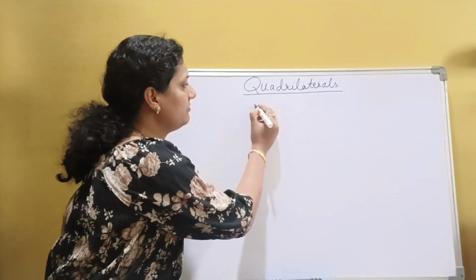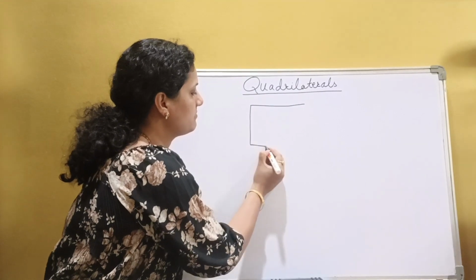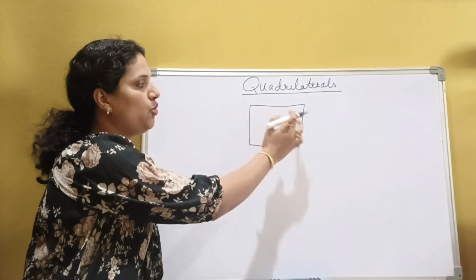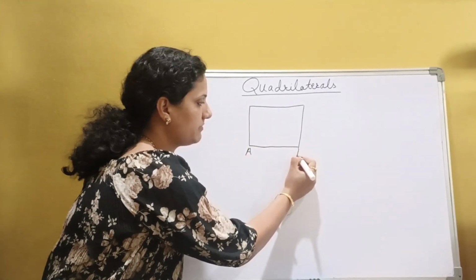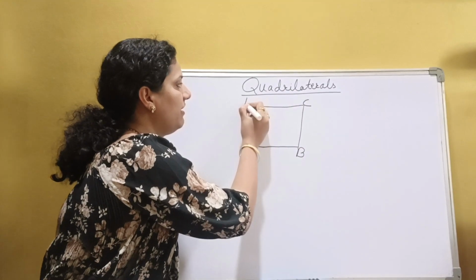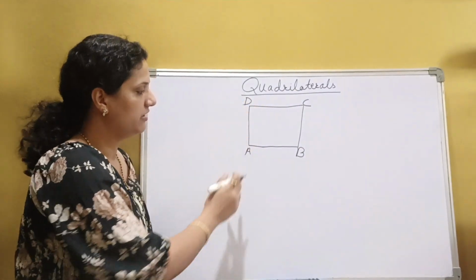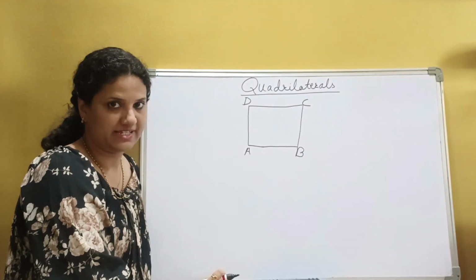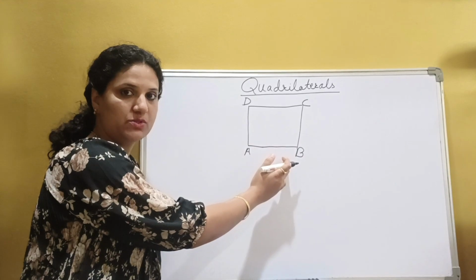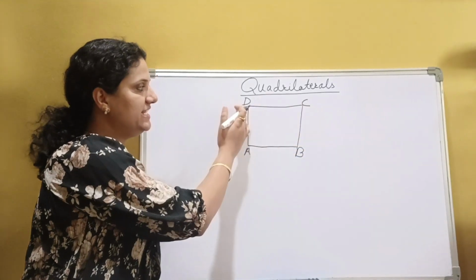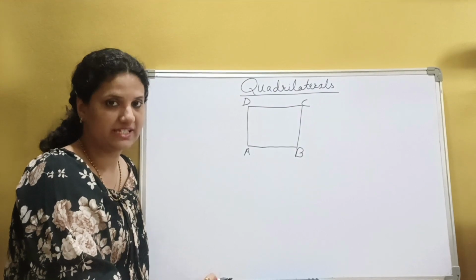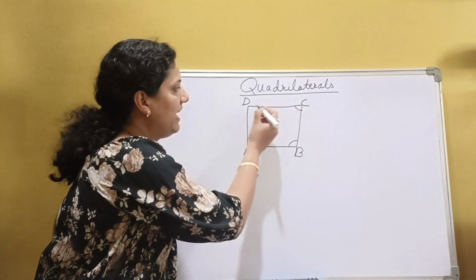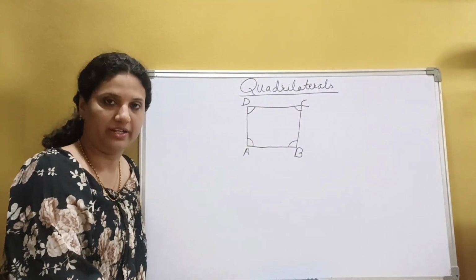Like this is a figure which has four sides: A, B, C, and D. These A, B, C, and D are the four vertices. The sides are AB, AB is one side, BC, CD, and AD. These four sides. And angle A, angle B, angle C, and angle D. This is called the quadrilateral.